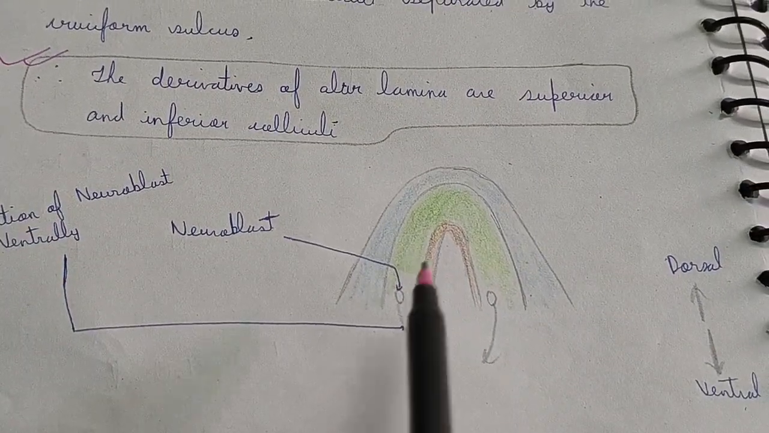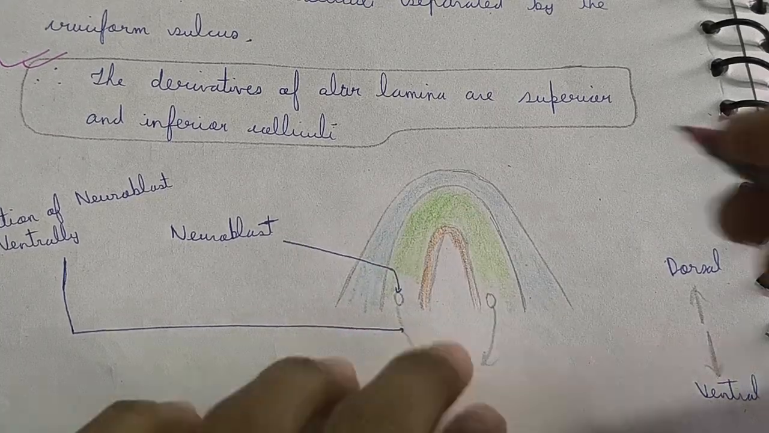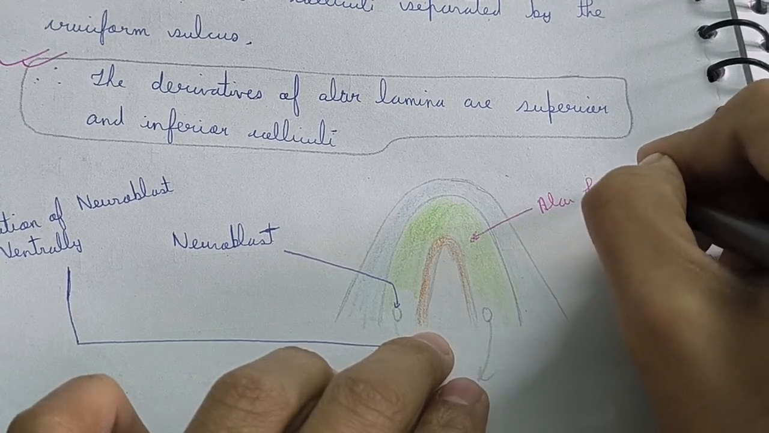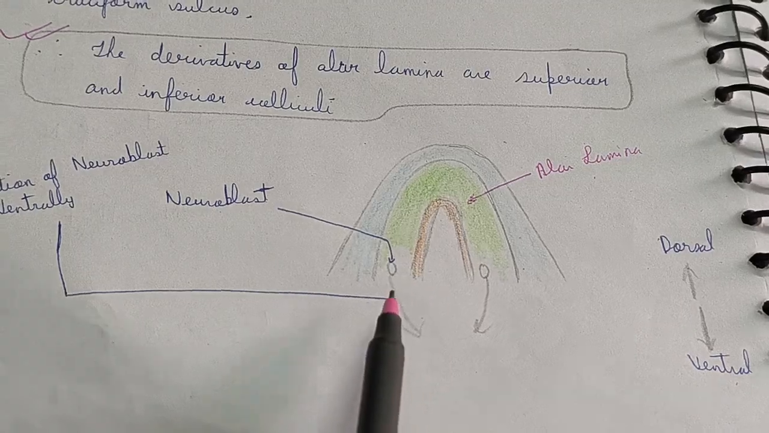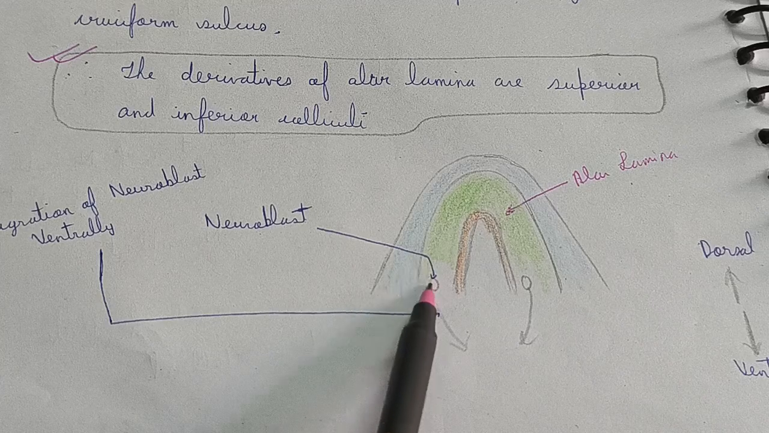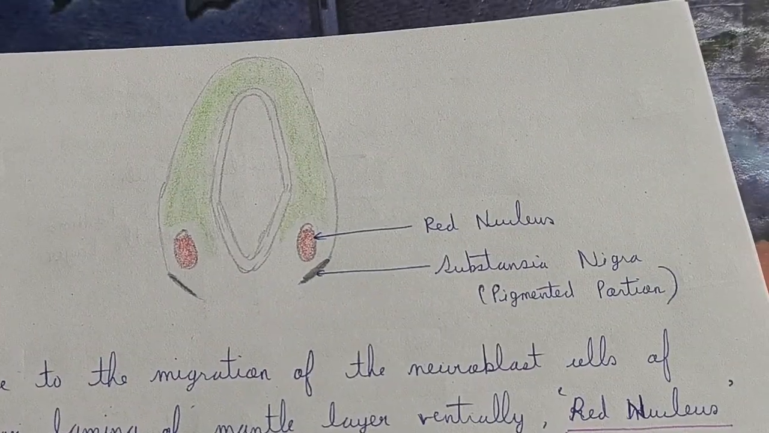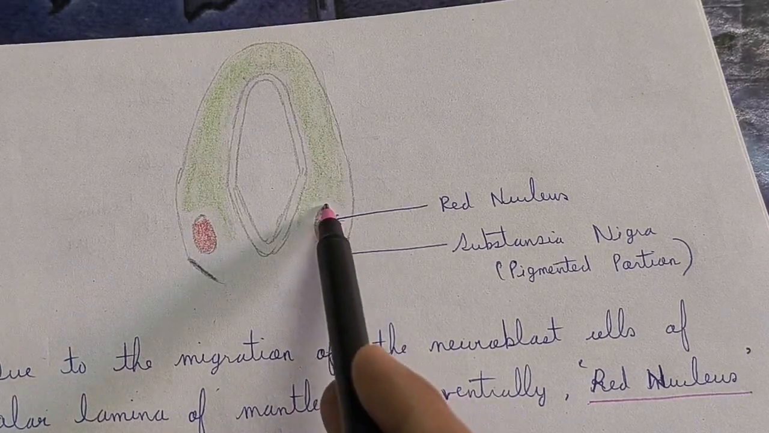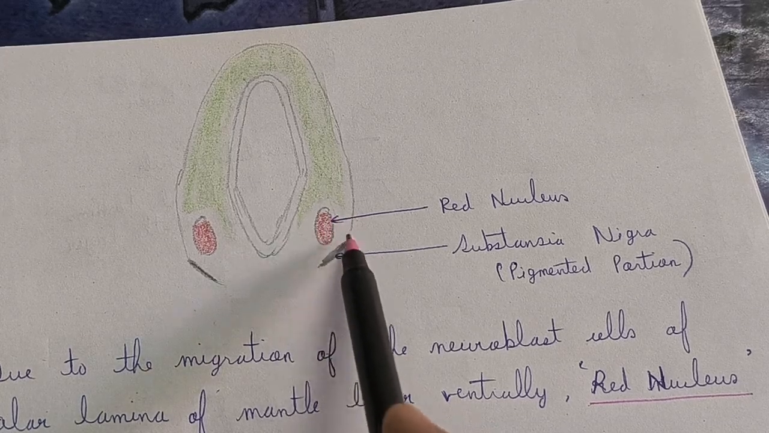Now see here, this is again the alar lamina of the mantle layer. Here also there are some neuroblast cells. This is the ventral side, this is the dorsal side, and these neuroblast cells are migrating ventrally. Due to the migration of the neuroblast cells of the alar lamina of the mantle layer ventrally, two structures form here: the red nucleus and the substantia nigra, pigmented portion.